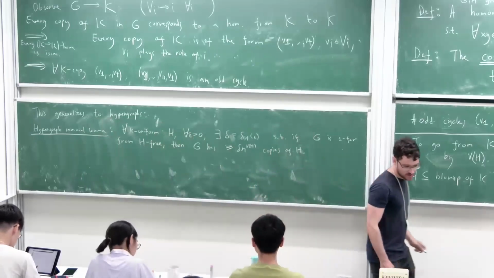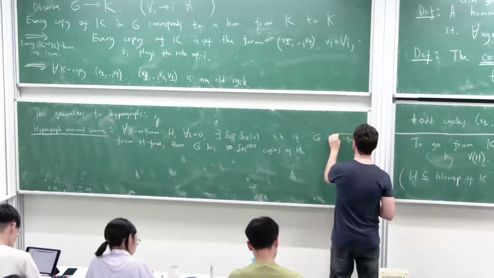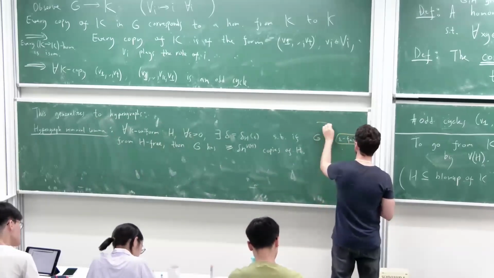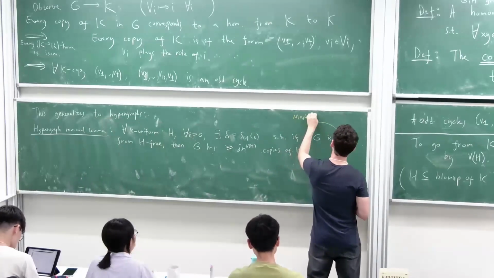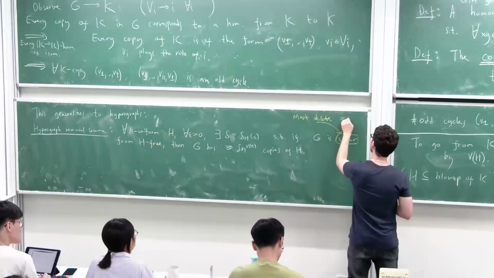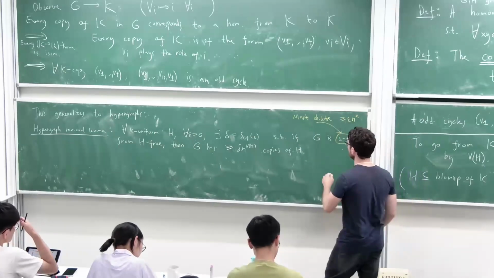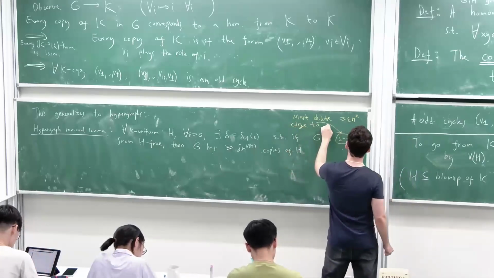Now, the only thing we have to adapt is what it means to be epsilon-far. That means we must delete epsilon n^k edges, where the uniformity is k, to make G H-free.